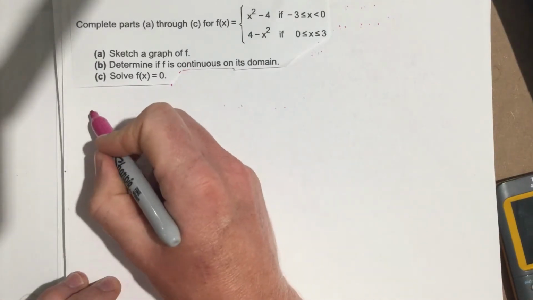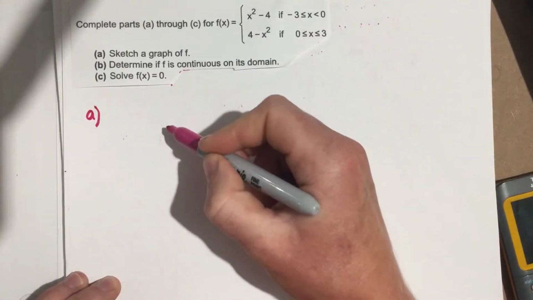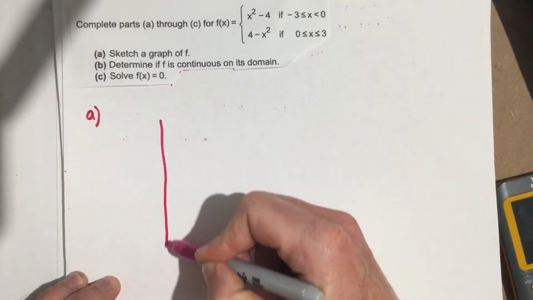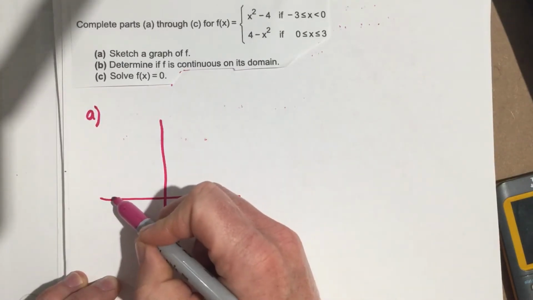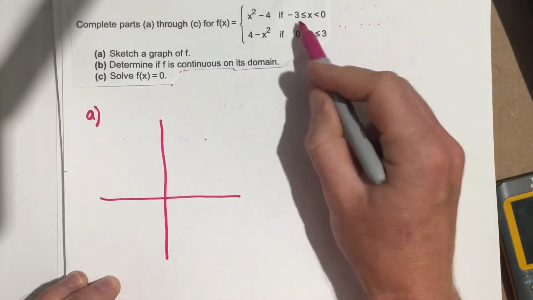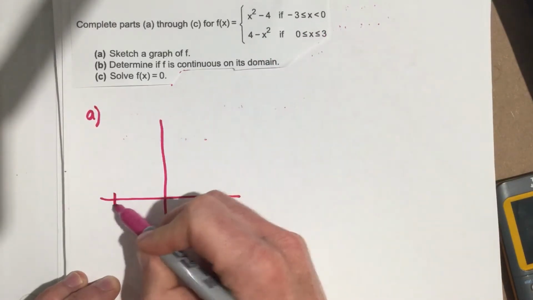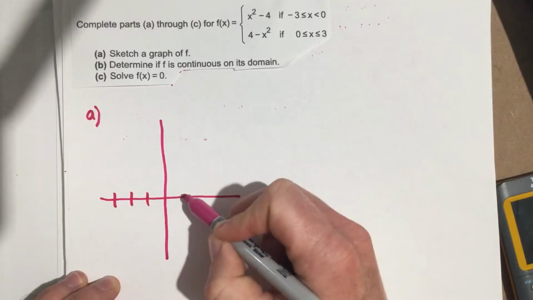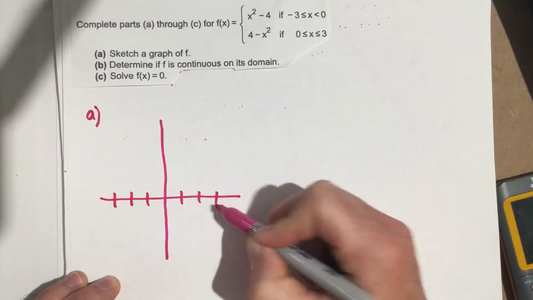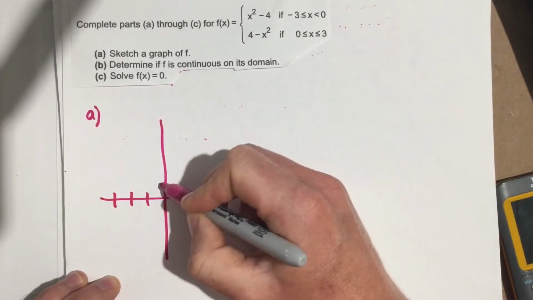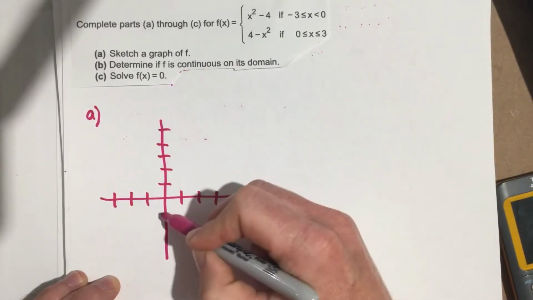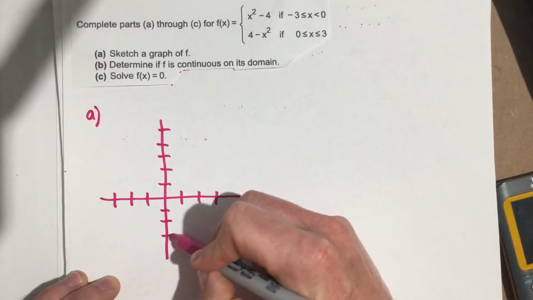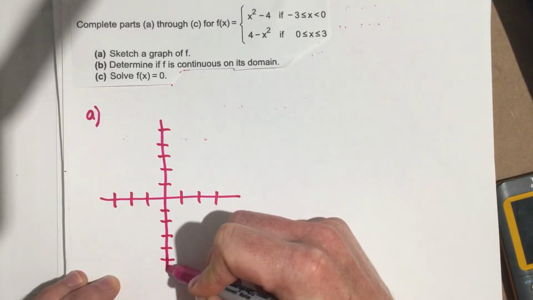So this is part A. We're going to draw a pretty nice sized graph here. -3 to 3 is the domain. So the x values, I'm going to go 1, 2, 3, 1, 2, 3. And let's mark up 1, 2, 3, 4, 5, down 1, 2, 3, 4, and 5.